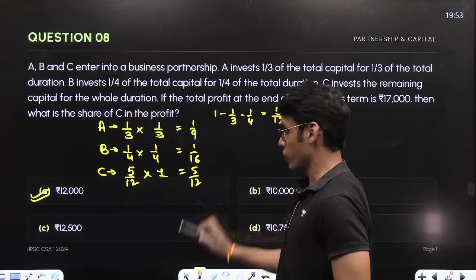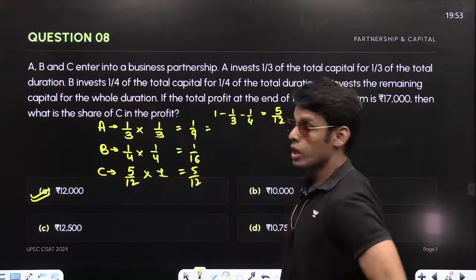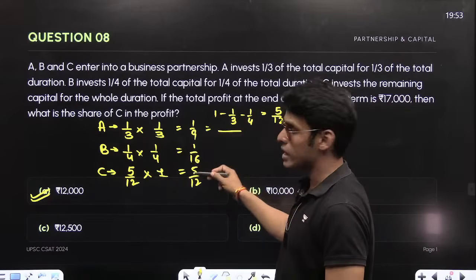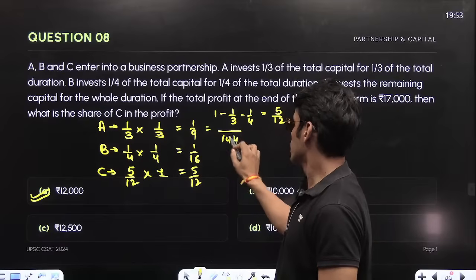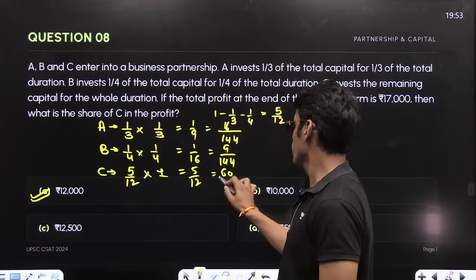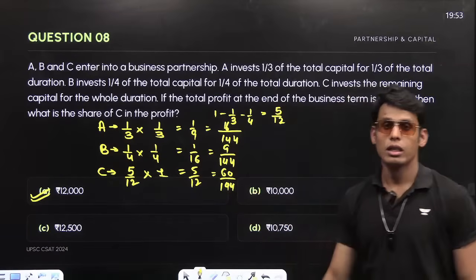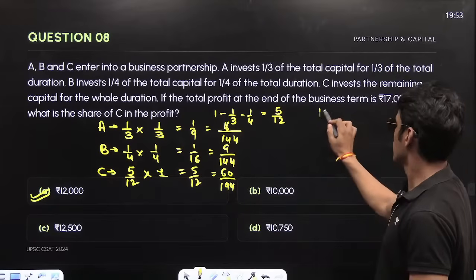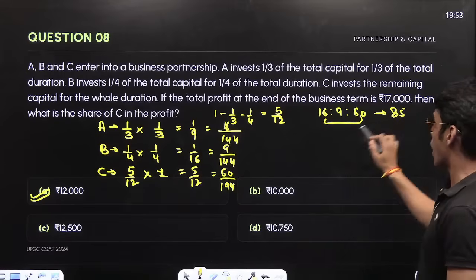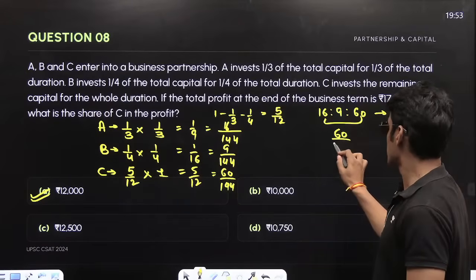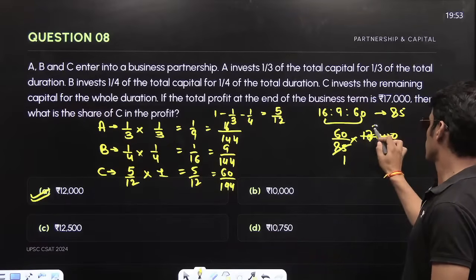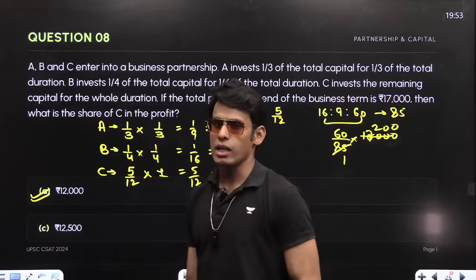And this is where it gets interesting. If you convert each and everything to the same denominator, the LCM of these three is 144, so you can convert these fractions like this. And then this becomes their proportion: 16:9:60. If you add them up, these are 85 parts. Out of the 85 parts, 60 parts are with C, and this is your total profit sharing. So 12,000 is the correct answer for this problem.